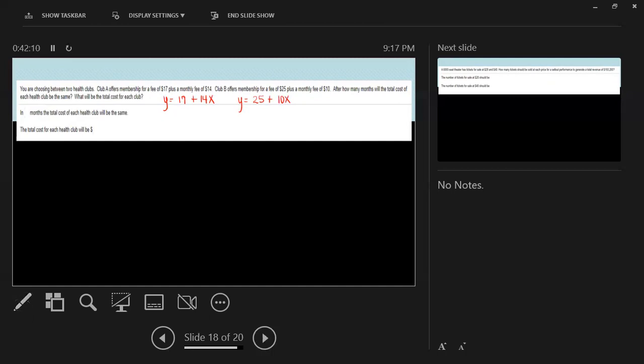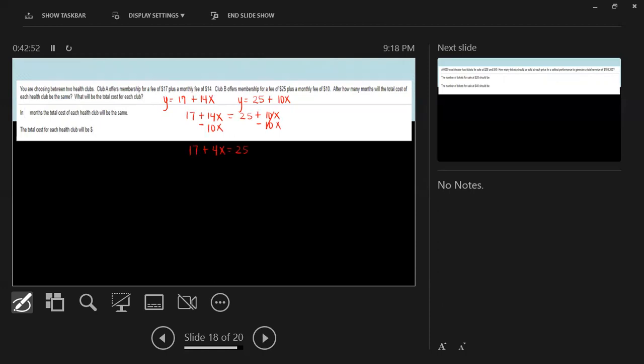After how many months will the total cost of each health club be the same? And then we need to know what will be the total cost for each club. All right, so since I have my y's both solved for, you simply set the equations equal to each other. So 17 plus 14x is equal to 25 plus 10x. All right, and we just need to solve for x. So I'm going to subtract 10x because 10 is smaller than 14. And I just want to keep my variable positive. So that cancels out. So I have 17 plus, now when you do 14x subtract 10x, that leaves me with 4x is equal to 25.